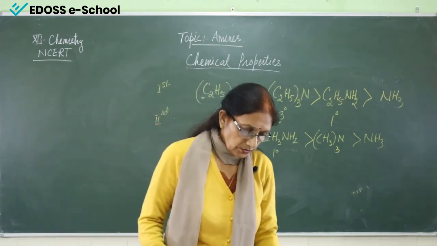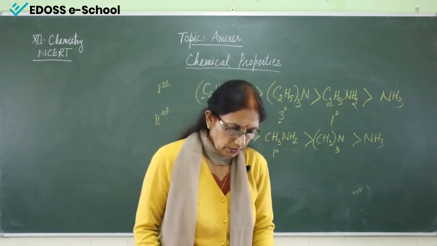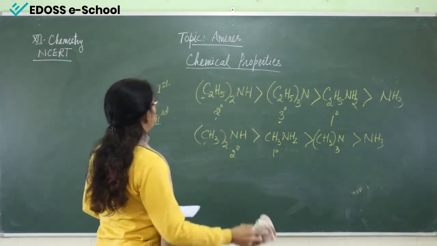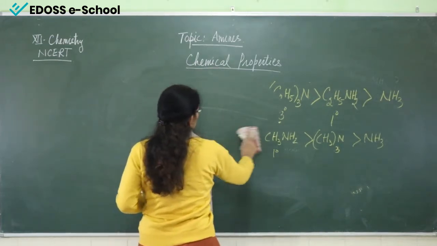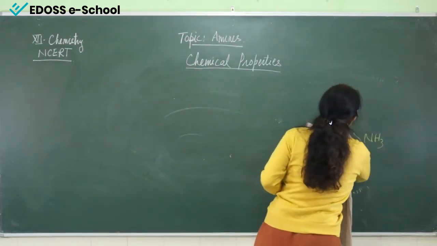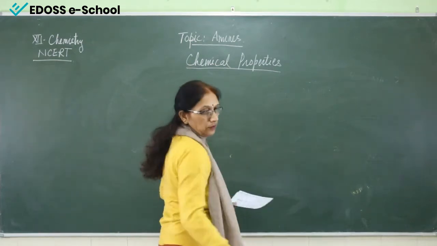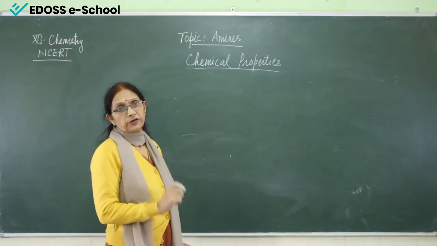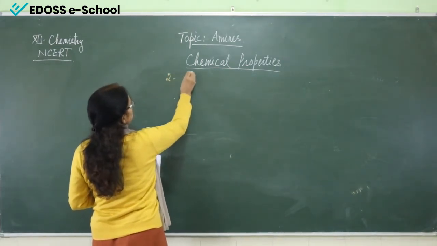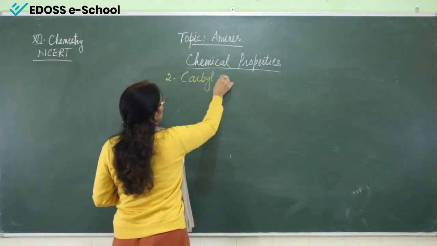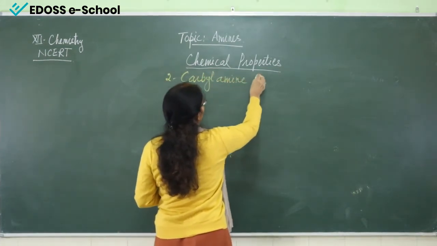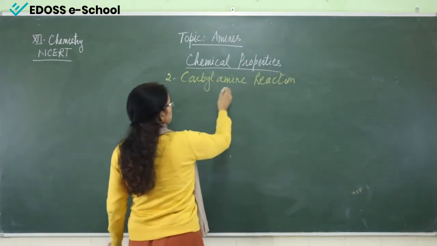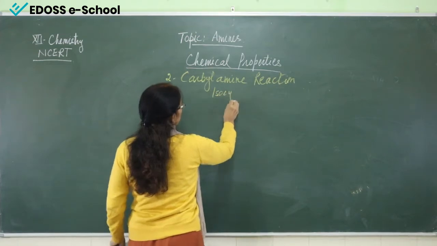So this is the first basic property of the amine. Now we are coming to the next property, that is carbylamine reaction. This is also a very important reaction. This is used for the identification of primary amine from secondary and tertiary amine. This second property is carbylamine reaction. This is also known as isocyanide test.